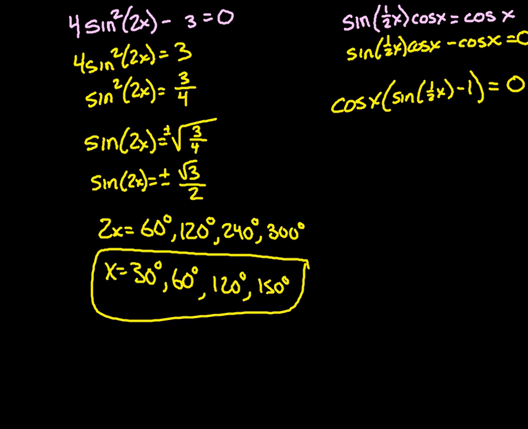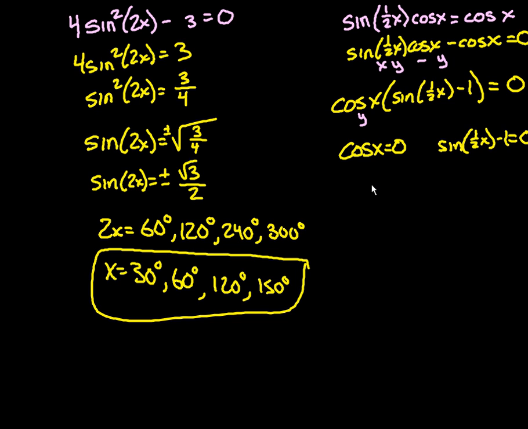Remember, this is like saying sine is like an x, cosine is like a y. So it would be like saying xy minus y equals 0. I could factor out this common factor of a y. So from there, now that I have 2 factors equaling 0, that means I can set each one of them equal to 0. So I'm going to have sine of 1/2 x minus 1 equals 0, and cosine x equals 0 as well. From there, all I have to do is solve each one of them individually.